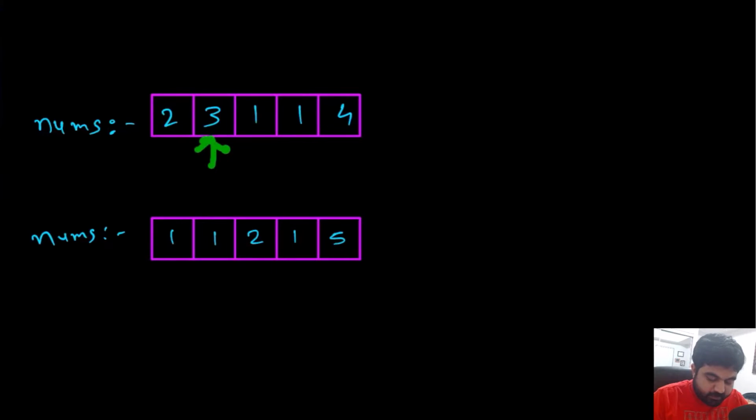Same goes with value number 3. It has 3 options. It can take 1 jump, 2 jumps or 3 jumps. And our aim is to reach the last position from the first position in the minimum number of jumps possible.